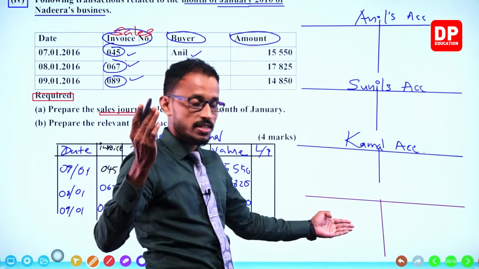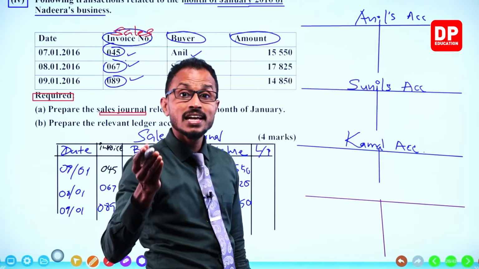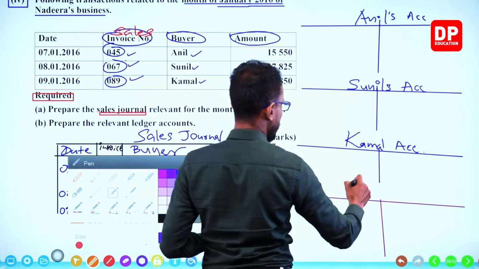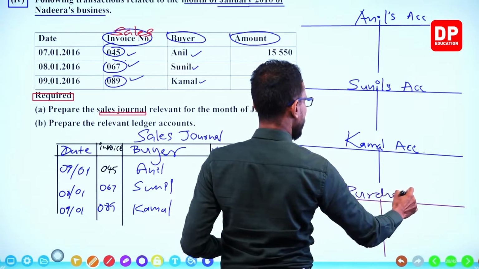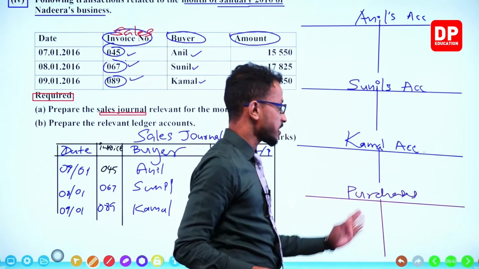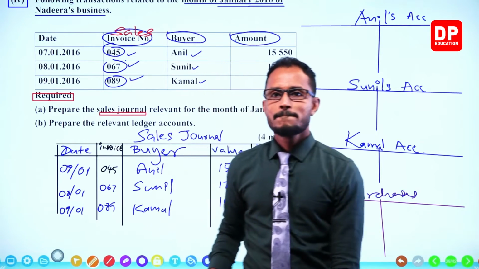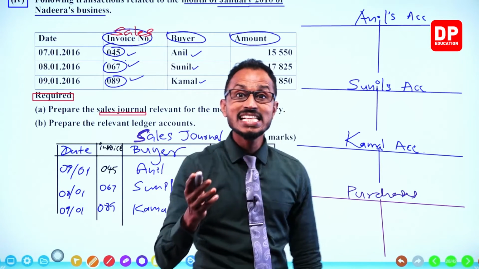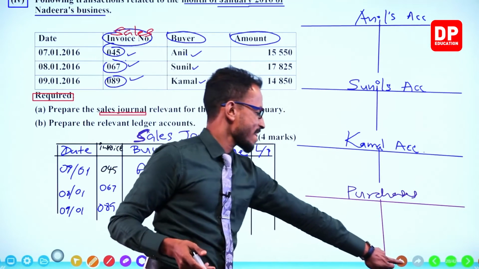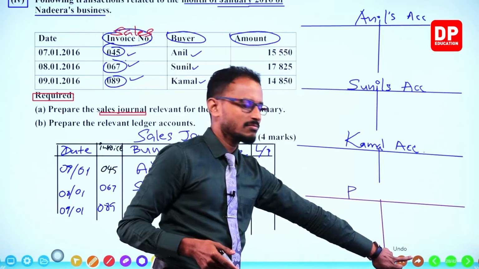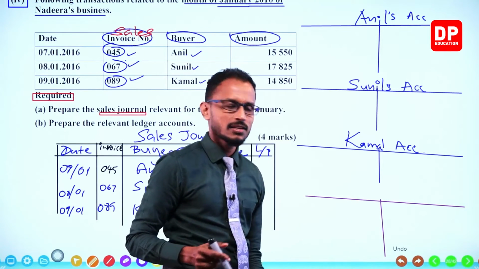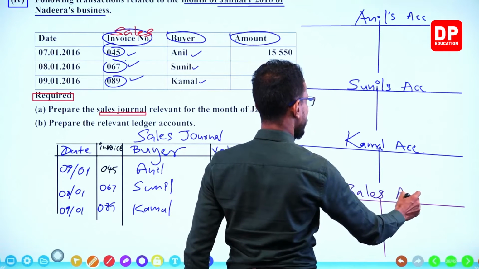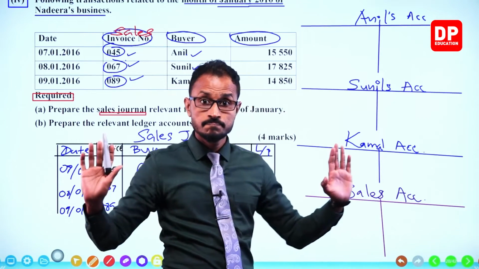For what did I draw this ledger account? That is the purchases account. Because this is the purchases journal, right? No, that is the sales journal we drew here. So for sales journal, you need a sales account. Commonly made mistakes. Sales journal should have a sales account. There you go. Done.